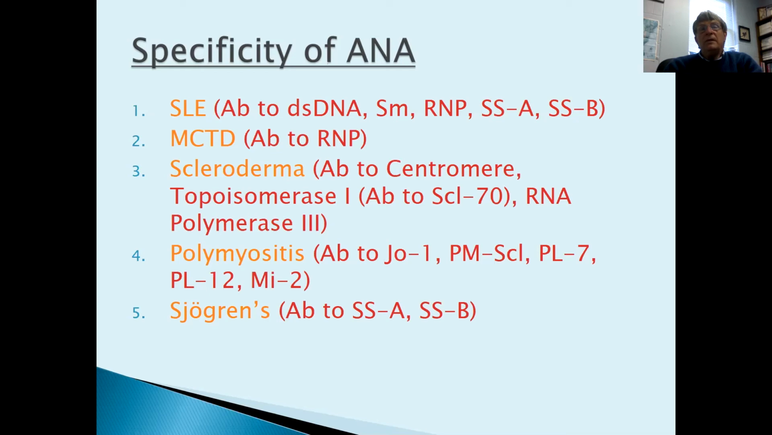So any female with these antibodies who is pregnant is a high-risk pregnancy patient that needs to have ultrasounds almost every 2 to 4 weeks during the pregnancy. Antibodies to RNP by itself are a diagnosis of mixed connective tissue disease, but again, following pulmonary function and echocardiogram. Scleroderma, again, the antibodies to centromere, topoisomerase, or antibodies to Scl-70, and RNA polymerase 3 are the hallmark. Polymyositis, again, the antibodies that we outlined, and the antibodies to Sjogren's.